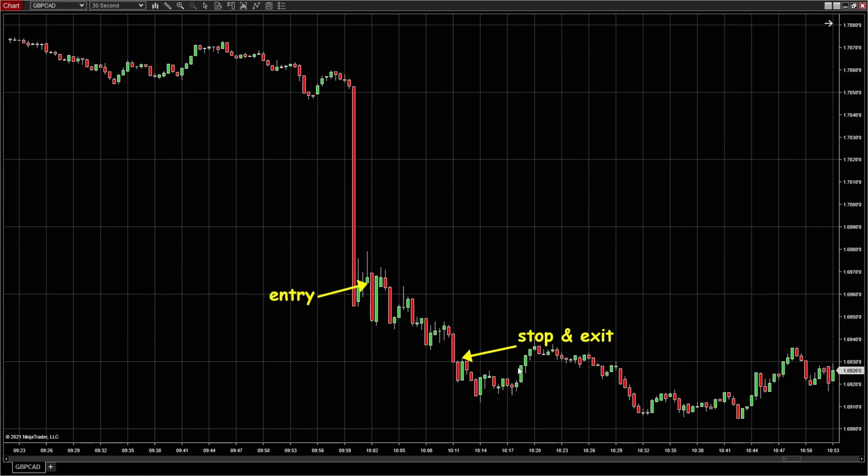Now we can do a calculation of the profit. Our entry is half a pip below this bull bar, which is 1.69645. Our exit and stop is half a pip above this bull bar, which is 1.69320. And then the profit is roughly 32 pips.